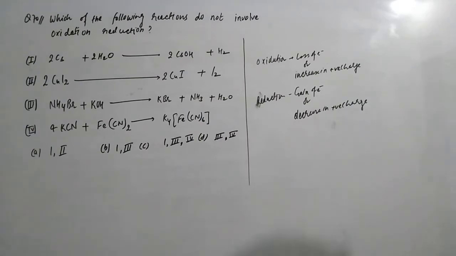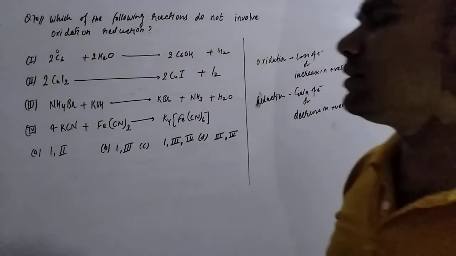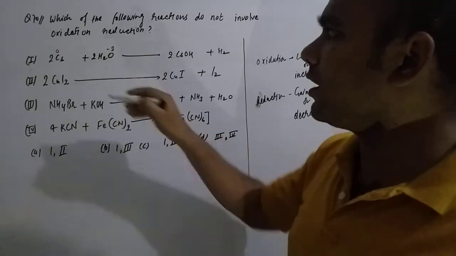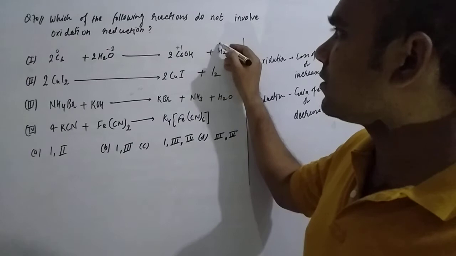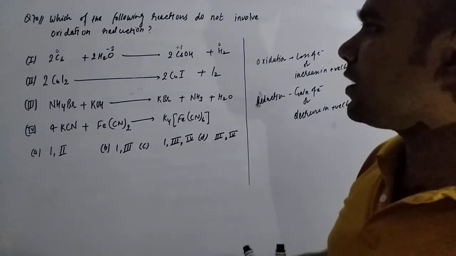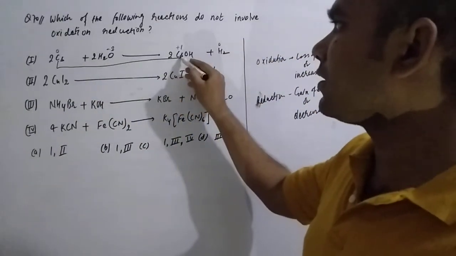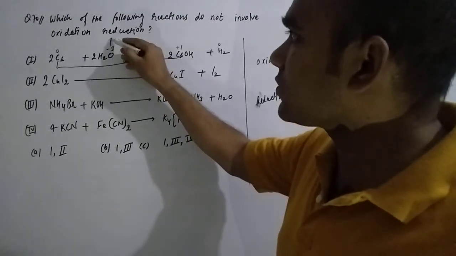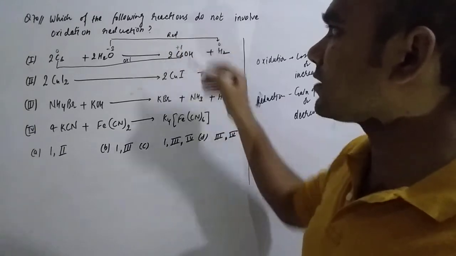If you talk about the first one, in the elemental state the oxidation number is 0. Here the oxidation number is -2, okay. Here it is +1, and hydrogen is 0. So you check it out, student. 0 to +1, this is oxidation. And -2 to 0, that is reduction, okay.